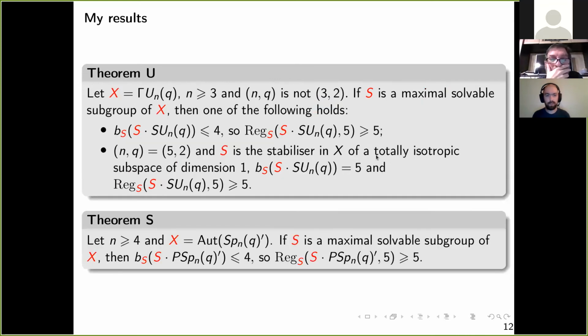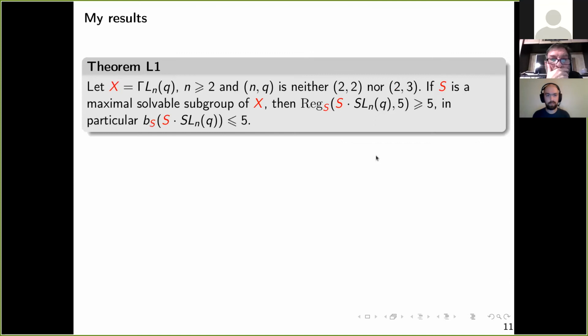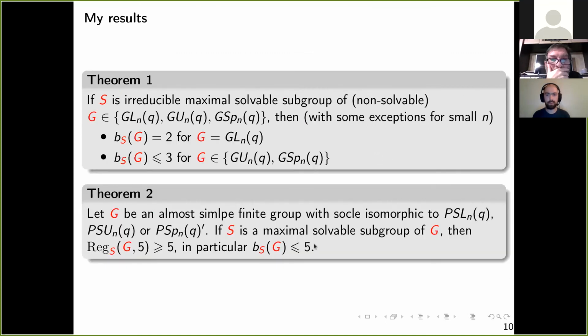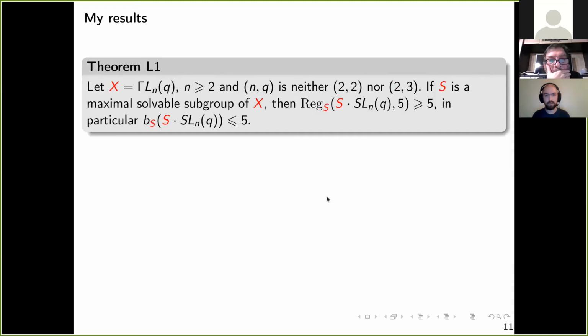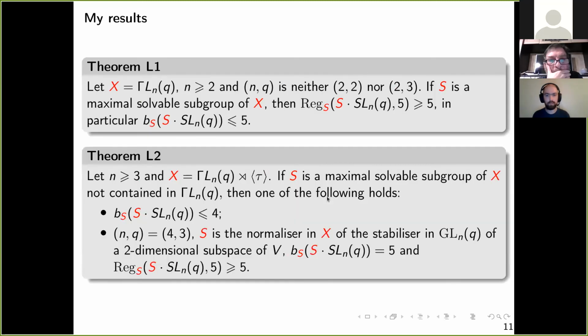So that's my results. So for almost simple groups with linear, unitary, and symplectic socle, everything is fine and the question is closed here. I still have some time, so we can actually talk about methods of the proofs.